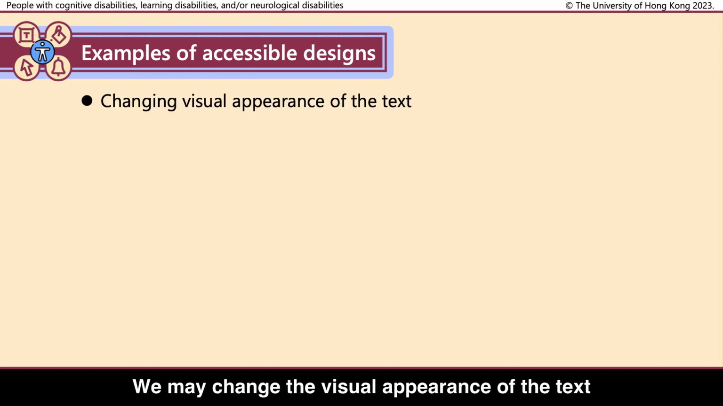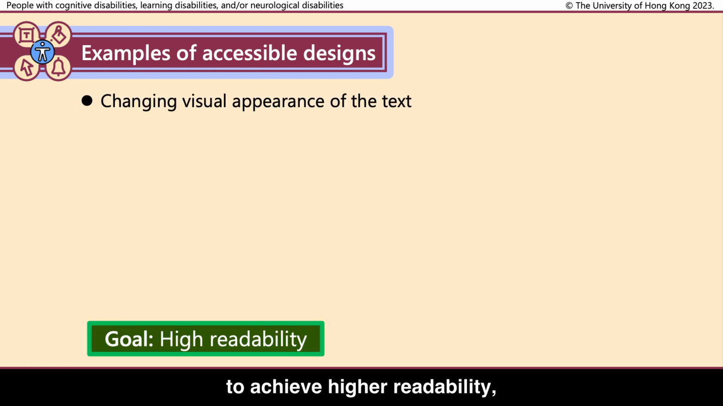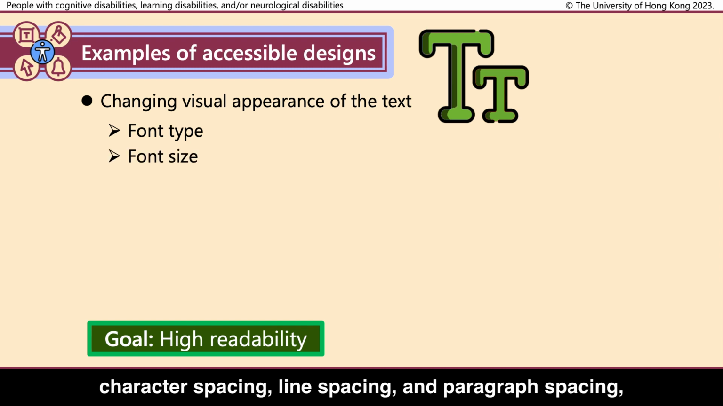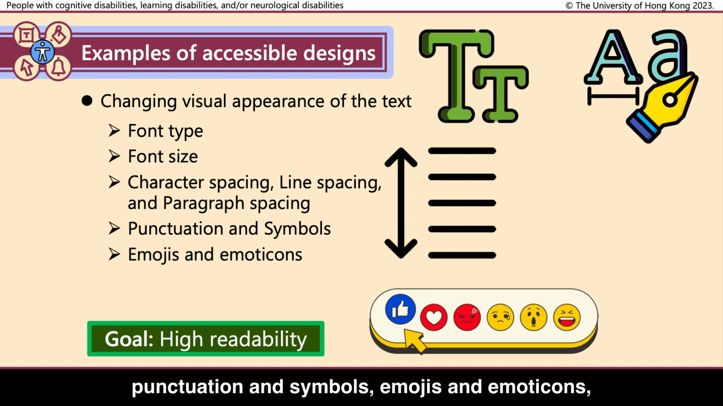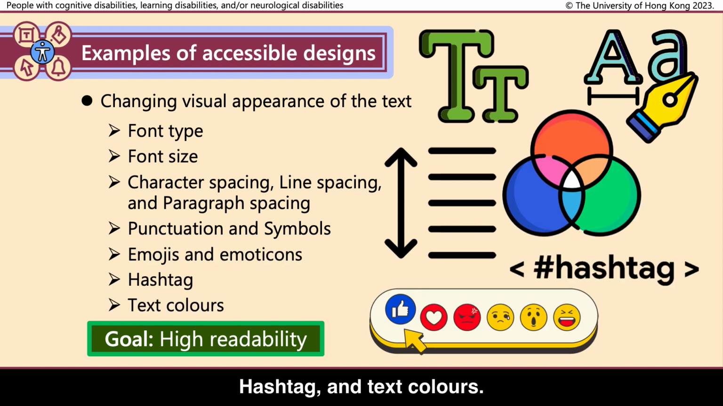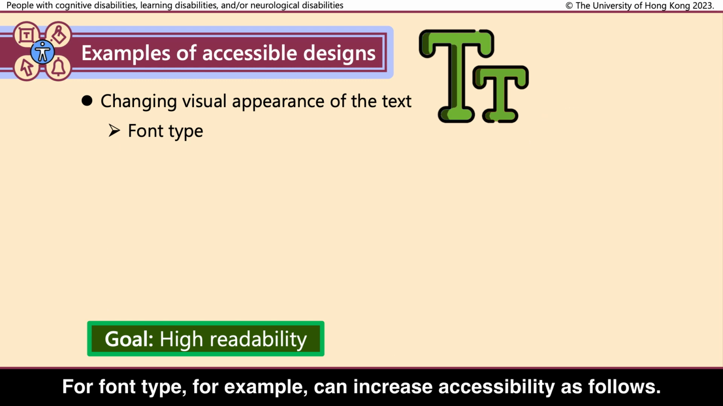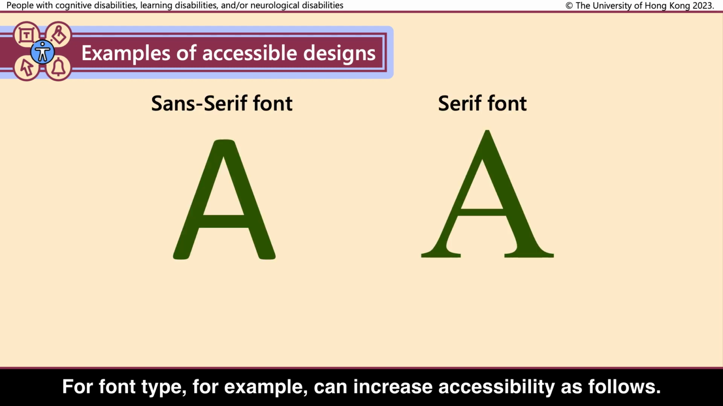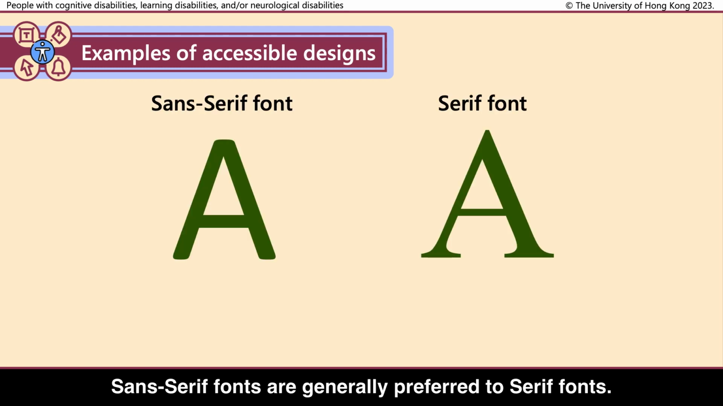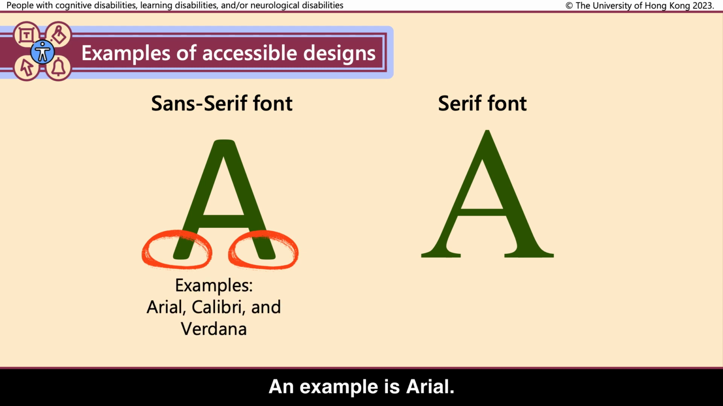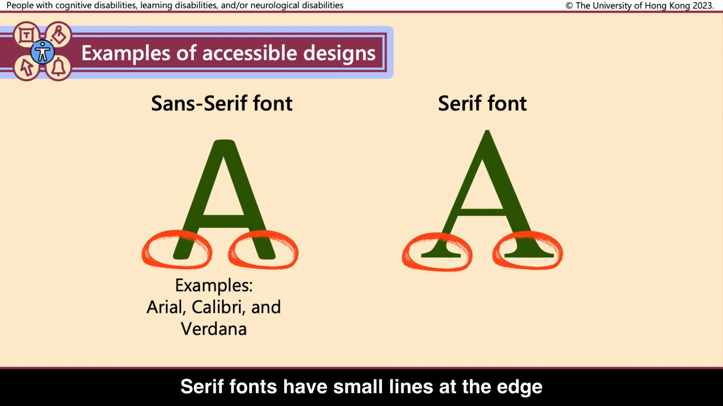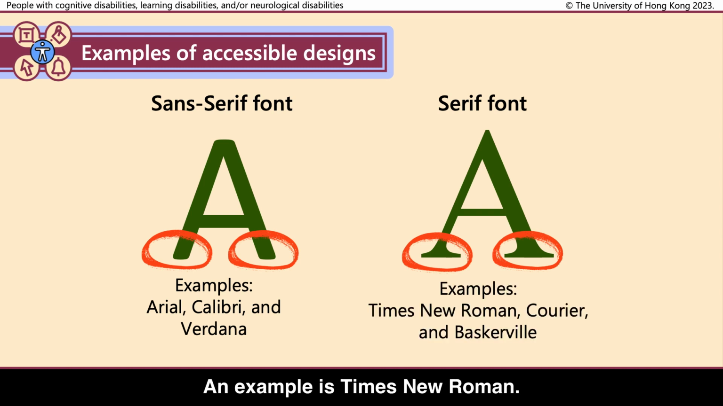We may change the visual appearance of the text to achieve higher readability, such as the font type, font size, character spacing, line spacing, and paragraph spacing, punctuation and symbols, emojis and emoticons, hashtag, and text colors. Font type, for example, can increase accessibility as follows. Sans serif fonts are generally preferred to serif fonts. Sans serif fonts do not have decorative lines at the edge. An example is Arial. Serif fonts have small lines at the edge that may hamper readability. An example is Times New Roman.